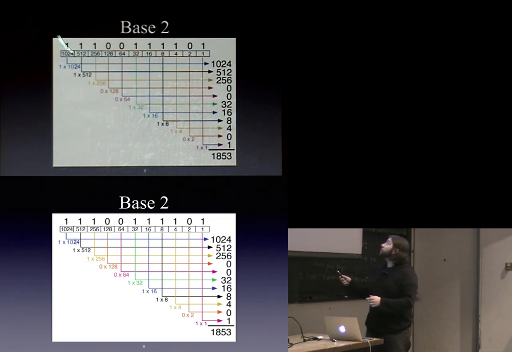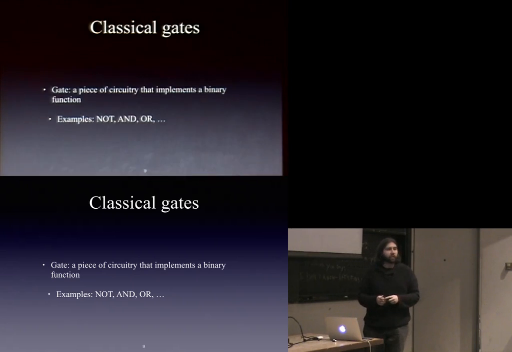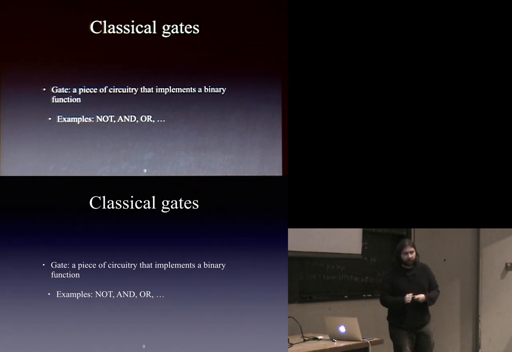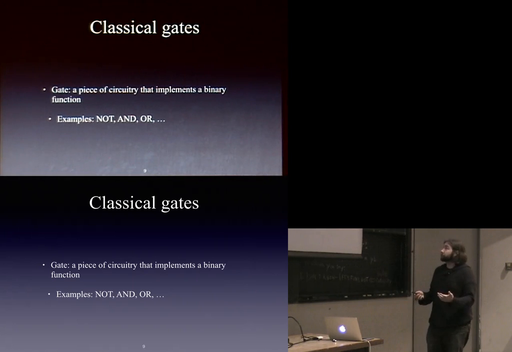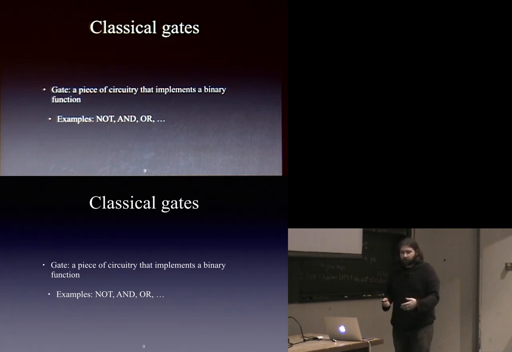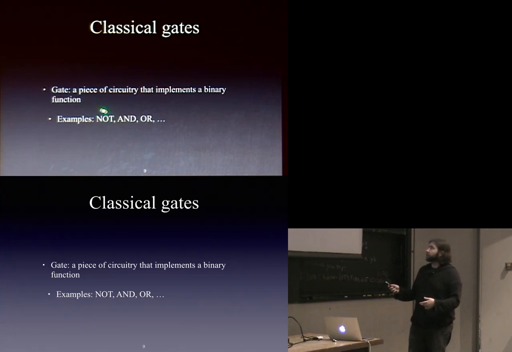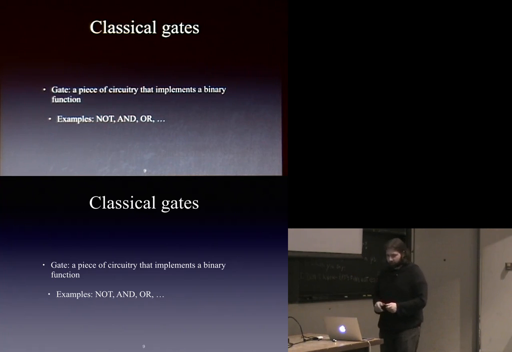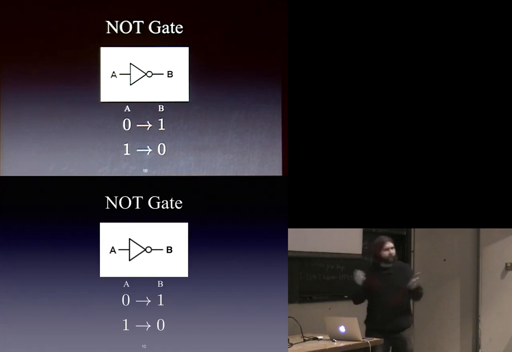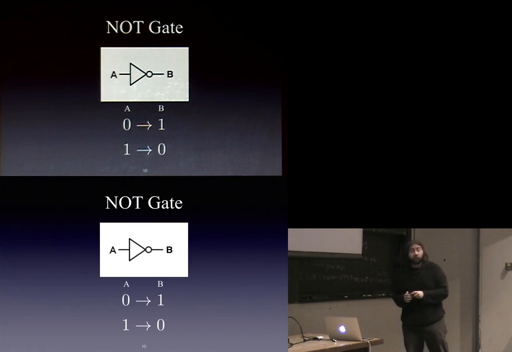So this is how we store information, but if we have a computer, we of course want to be able to do things to that information, right? We want to transform it. And that's done by something called gates. A gate is literally just a piece of circuitry that implements some binary function. For instance, I could tell you about a NOT gate, an AND gate, or an OR gate, so let's remind people what these are, because not everyone here is an electrical engineer, I'm going to assume.